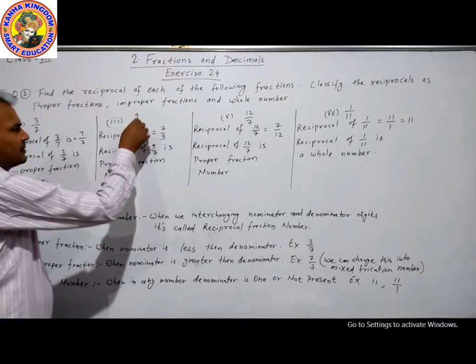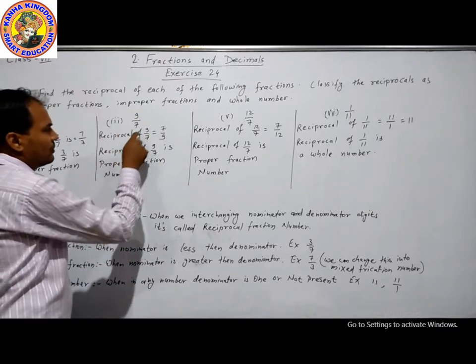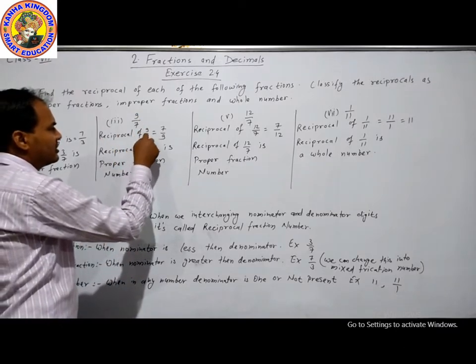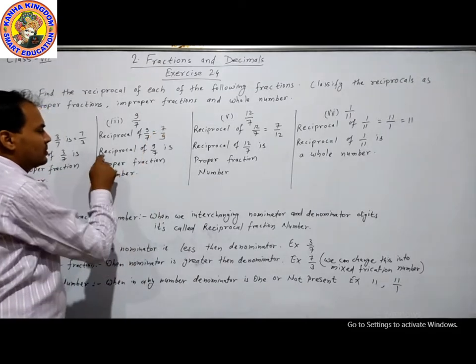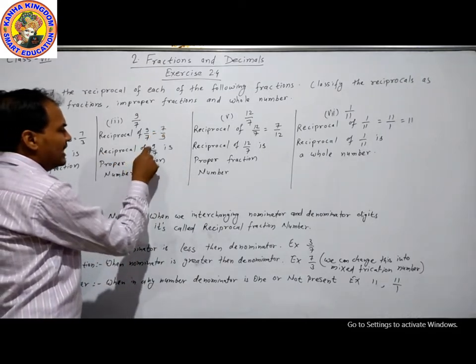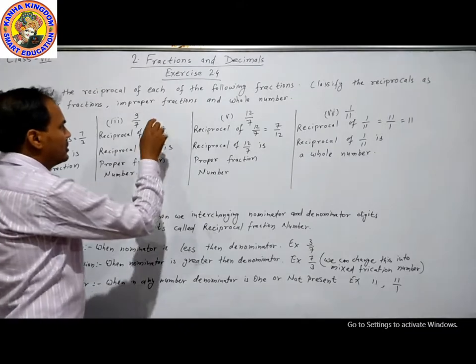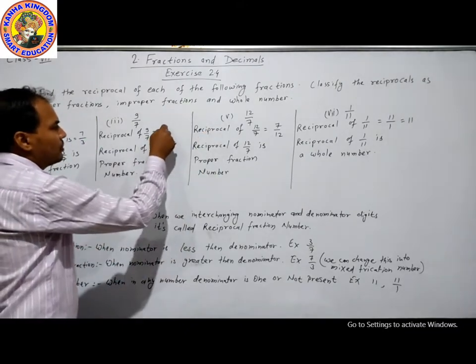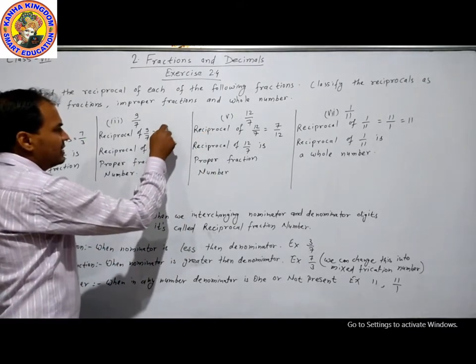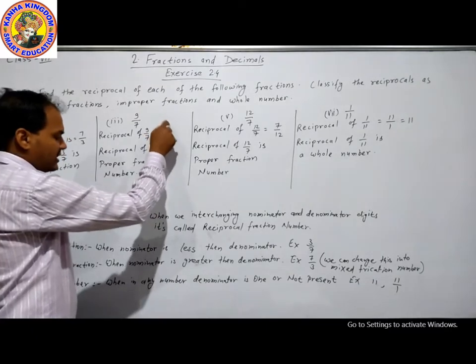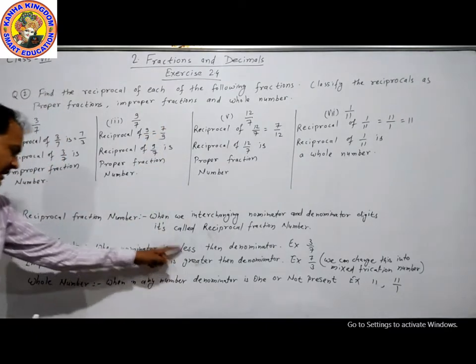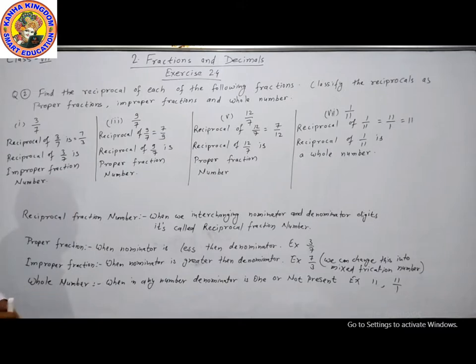Another question is 9 by 7. Reciprocal of 9 by 7 by interchanging the digits is 7 by 9. So the question is reciprocal of 9 by 7 is, what is this? Proper, improper or whole? Numerator is 7, denominator is 9, 7 is less than 9, numerator is less, then this is our proper fraction number.